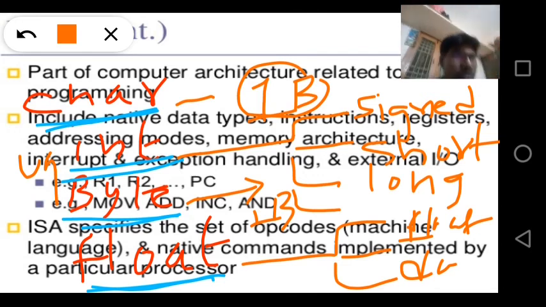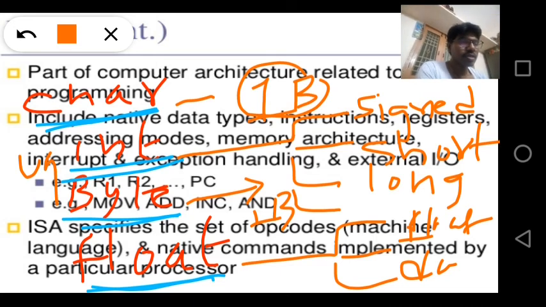So this is about native data types in computer architecture. This has an important role. Everybody should understand what is meant by native data type.